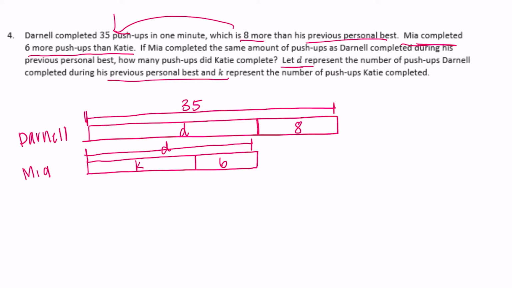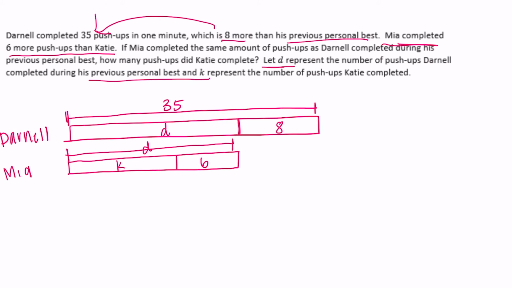Let's see. If Mia completed the same amount of push-ups as Darnell completed during his previous personal best, how many push-ups did Katie complete? Let D represent the number of push-ups Darnell completed during his previous personal best. K represents the number of push-ups Katie completed. Okay, so we can start with this. Let's start with Darnell, and find his previous personal best first.